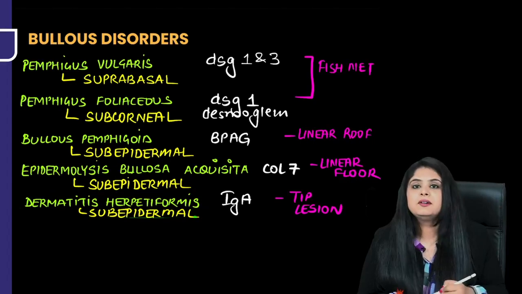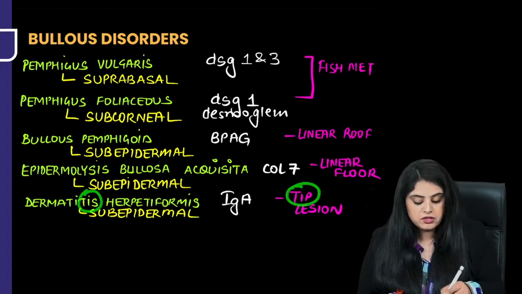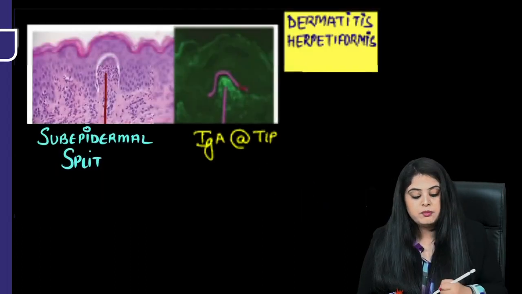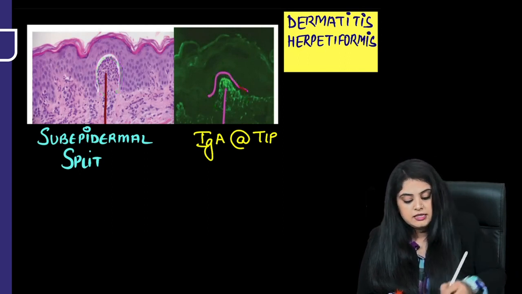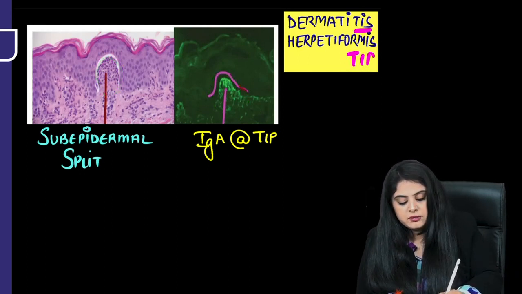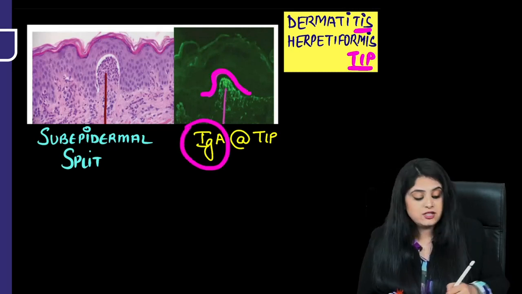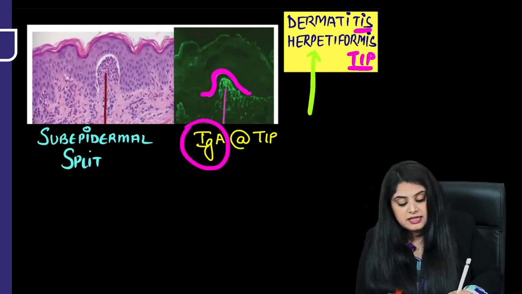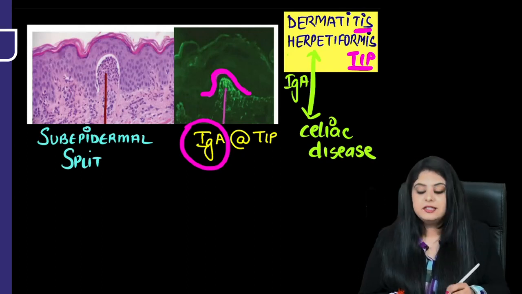This is also subepidermal. But remember, I have learned dermatitis herpetiformis because dermatitip is going to show you the presence of tip lesions. You see these tips over here. So remember, dermatitis is going to show you dermatitip, and what is it? This is a tip lesion showing you which antibody? Showing you IgA antibody. That is the reason that because dermatitis shows you IgA antibody, it is associated with a disease in the intestine which shows you IgA antibody, and that is going to be the celiac disease.